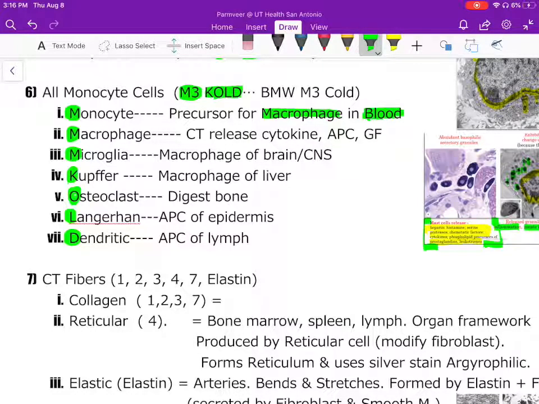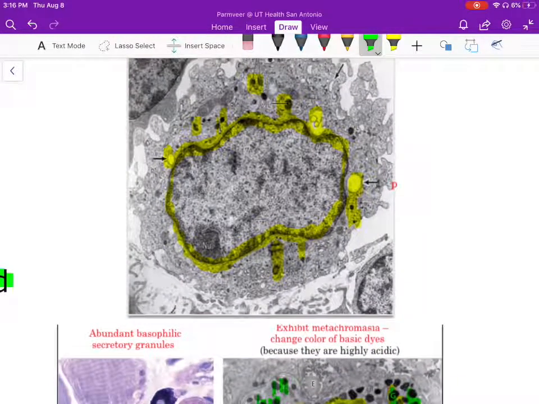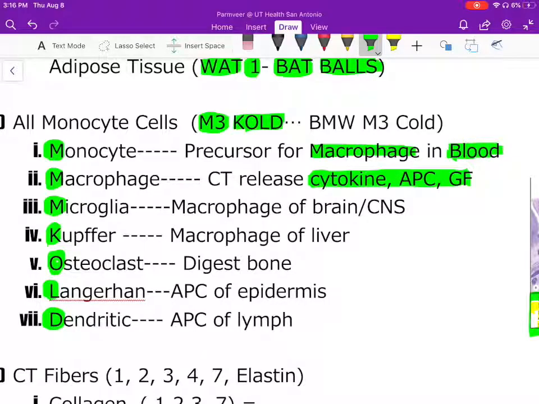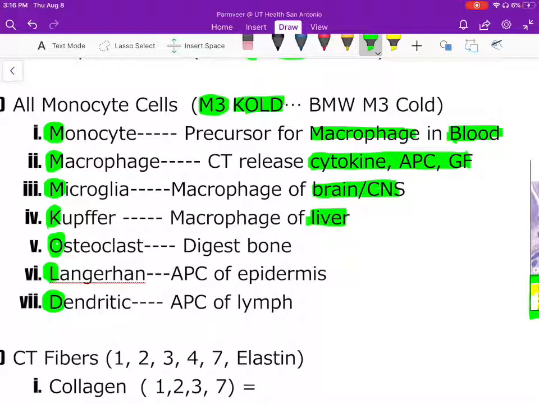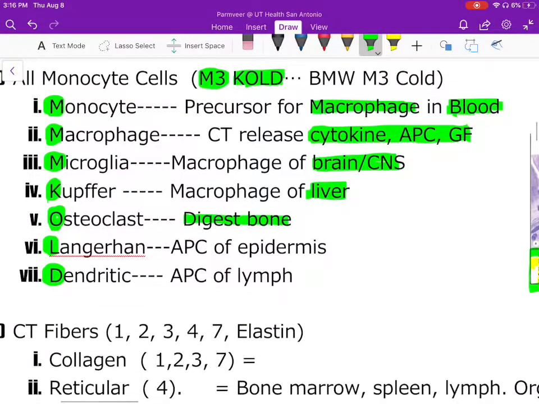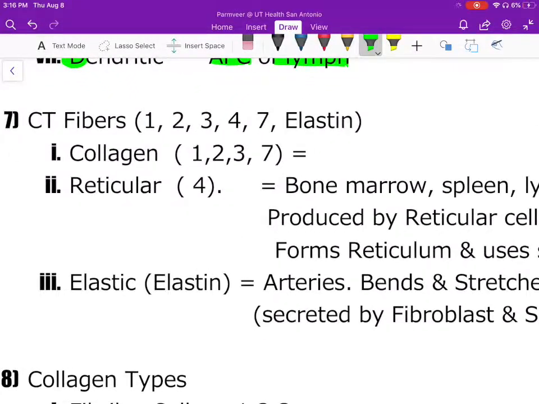Macrophages, this is a connective tissue that releases, like we said earlier, cytokines, antigen-presenting cells, and growth factors. And they look like these, pretty fat, ugly, no structure. Microglia are like macrophages, but they are macrophages for the brain and central nervous system. Kupffer cells are macrophages found in the liver. Osteoclast, clast is breakdown, so it breaks down the bone. Langerhans cells are antigen-presenting cells like macrophages, but in the epidermis, whereas dendritic cells are found mostly in the lymph. And we will learn a lot about dendritic cells in the allergic portion.